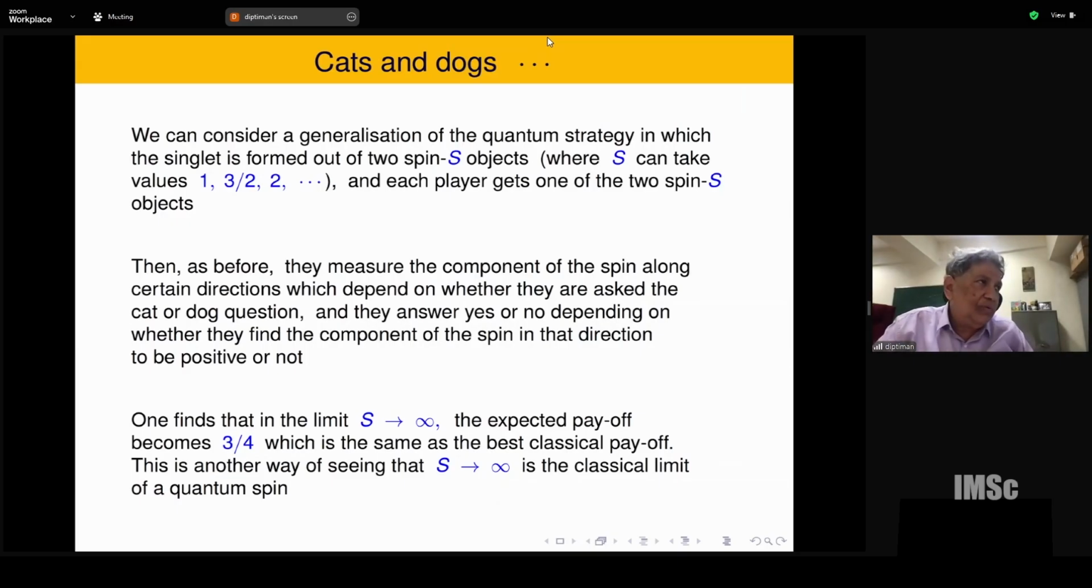And so this is actually always an interesting limit to check. When you do a quantum problem involving spins, you can always check what happens if S, instead of being half, is taken to have a very large value, like 100 or 200. And if things work out properly, you should find that you get the classical result in that limit.